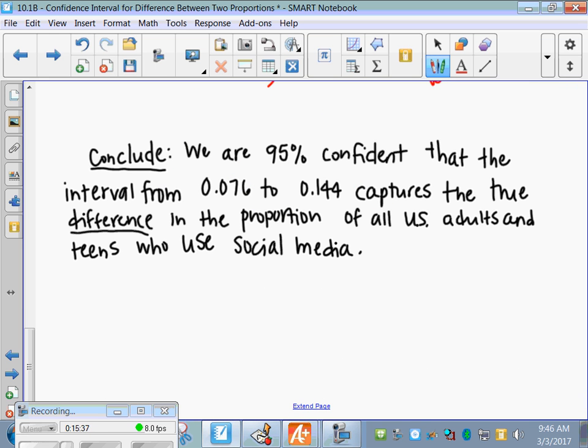We are 95% confident that the interval from 0.076 to 0.113 captures the true difference. So you're adding in that word, right? The true difference in the proportion of all U.S. adults and teens who use social media.